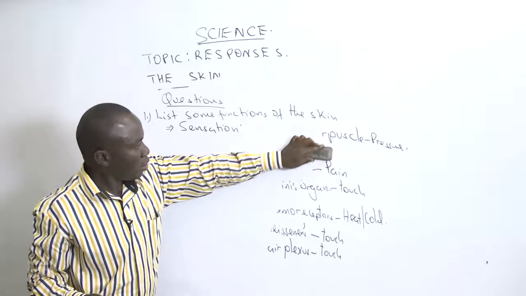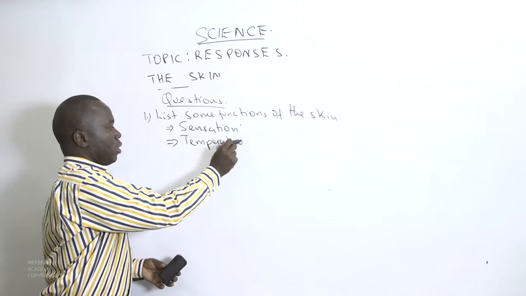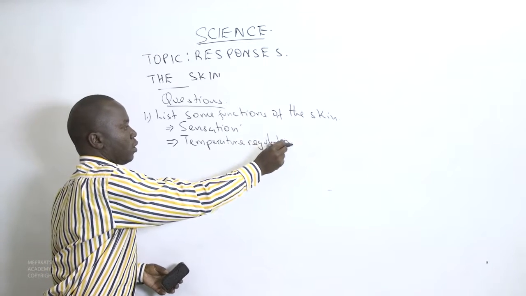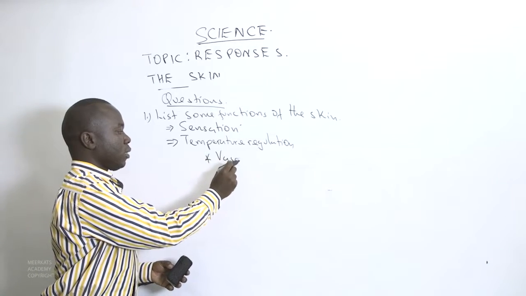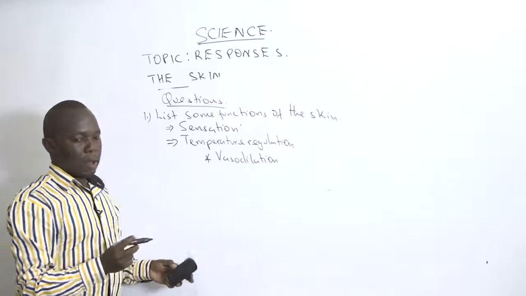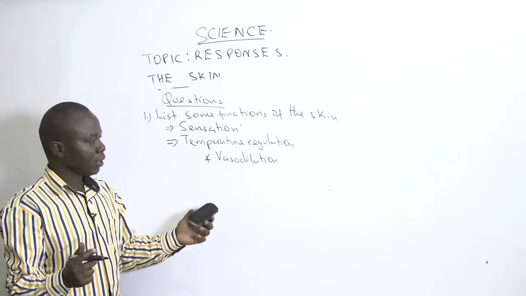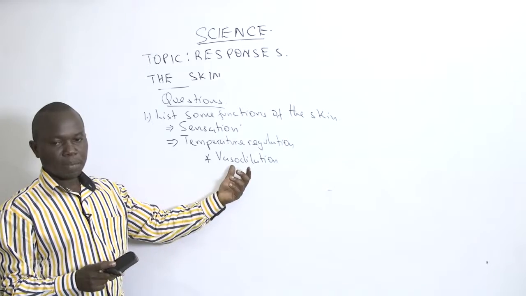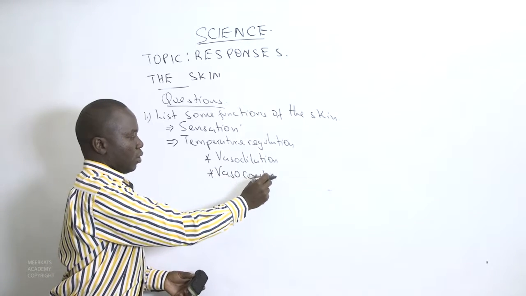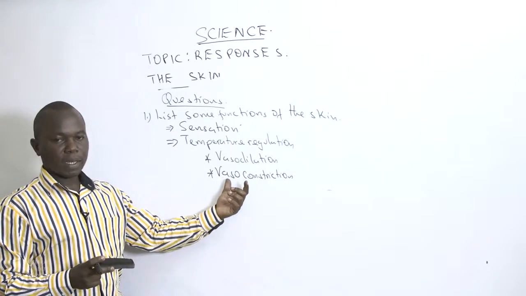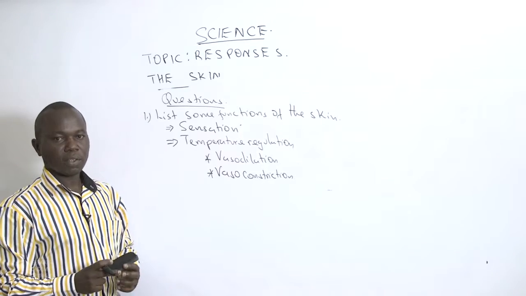The other function is temperature regulation. So the role of skin is temperature regulation. We have seen how this happens through two processes: vasodilation, that process by which blood capillaries dilate, the lumen increases so that more blood flows under the skin, allowing more heat to be lost to the surrounding. And another process called vasoconstriction, where the lumen of the blood capillaries decreases. When it decreases, less blood will flow under the skin. Therefore, less heat is lost to the surrounding.